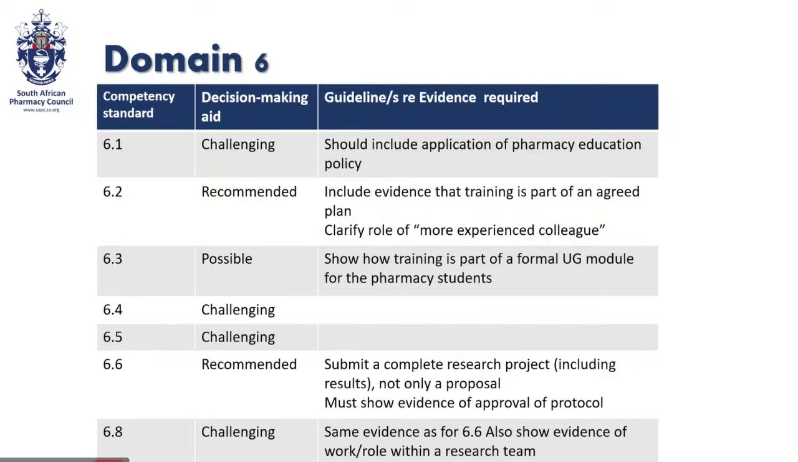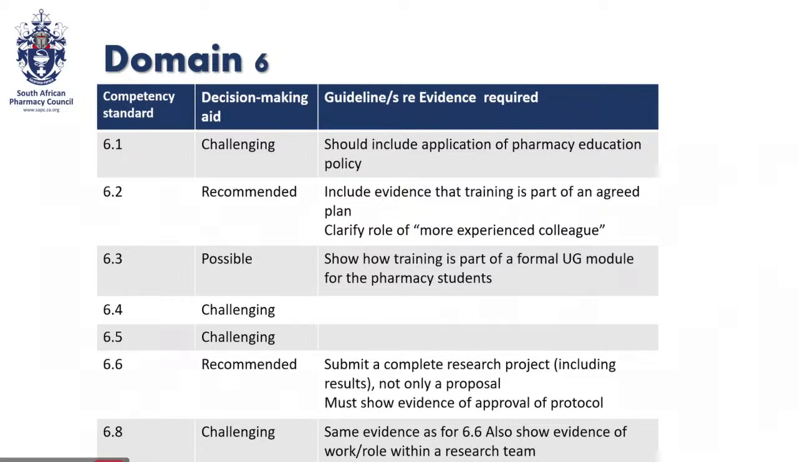Domain 6, we said we recommend that you do 6.2, which is provision of training and education. Here you need to include evidence that training is part of an agreed plan, an agreed training plan, and you also need to clarify the role of the more experienced colleague that has helped you with this training and education.